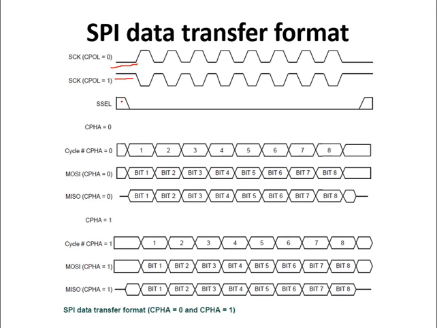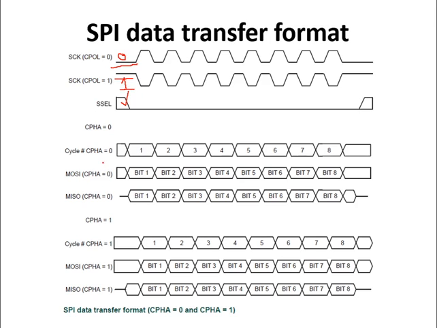For example, here the slave select signal is given. After the slave select signal is given, the toggling of the clock pin will start. When CPOL is 0, it will toggle first from 0 to high, then from high to low, and so on. For CPOL equal to 1, it will start with the first level as high, then from high to low, low to high, and like that. Remember, this is the 0 level and this is the 1 level.